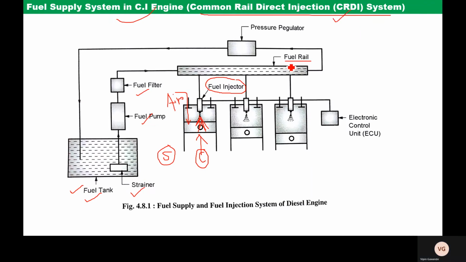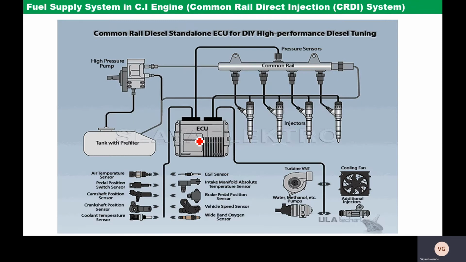Then this is the animation for the common rail direct injection system, which is used in the CI engine, or the diesel engine.